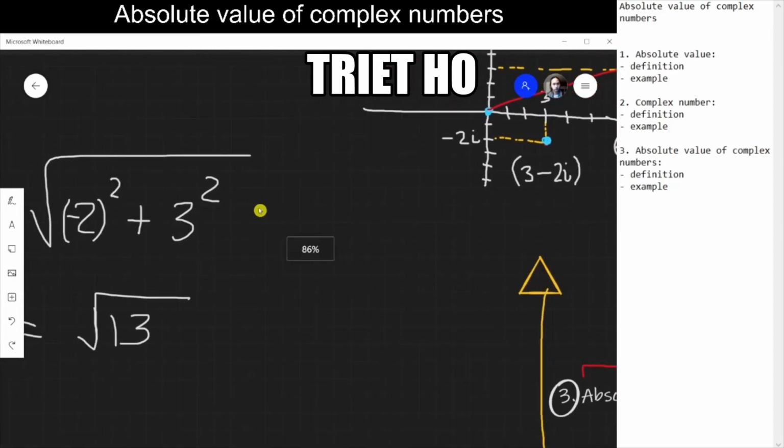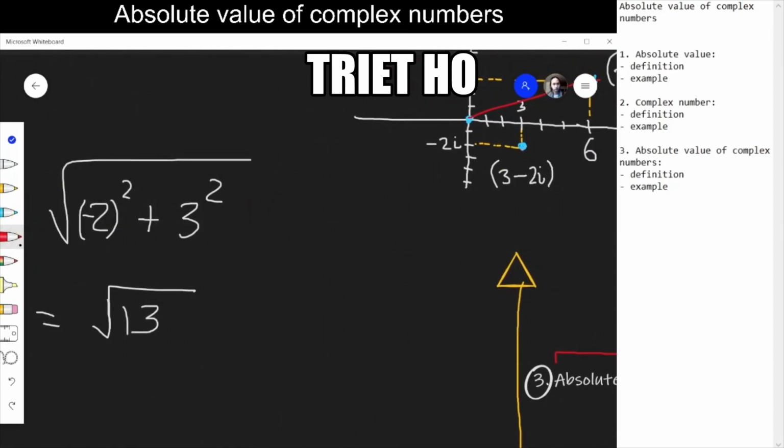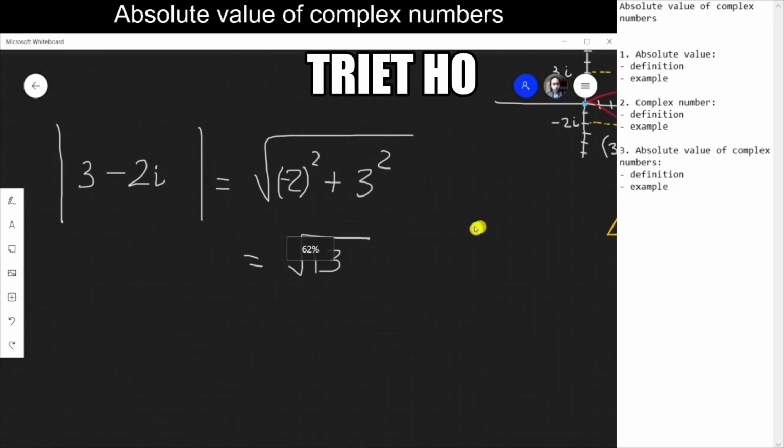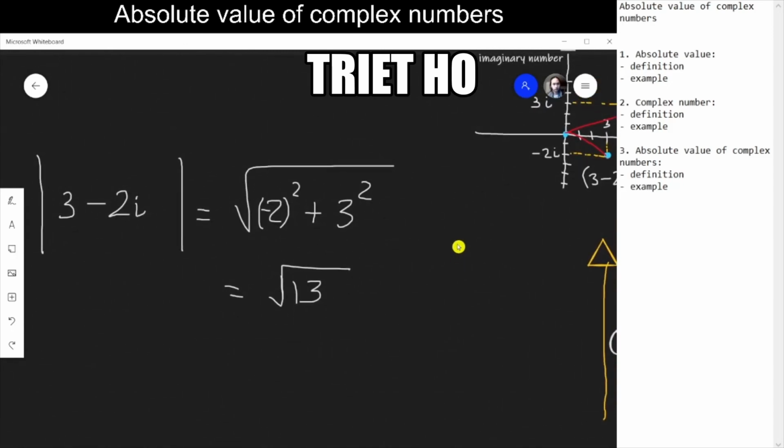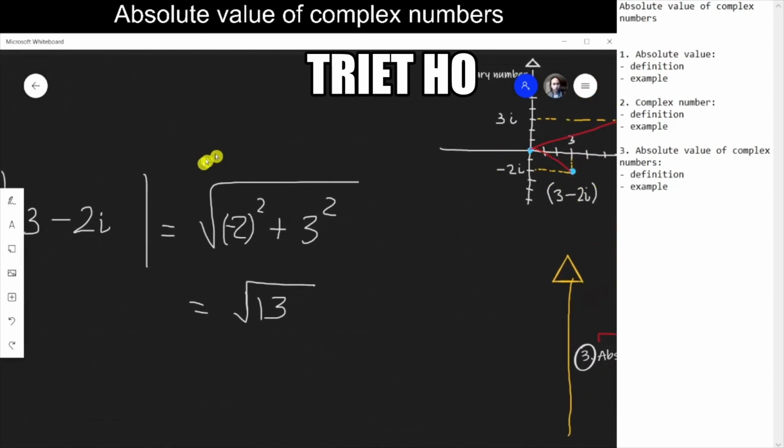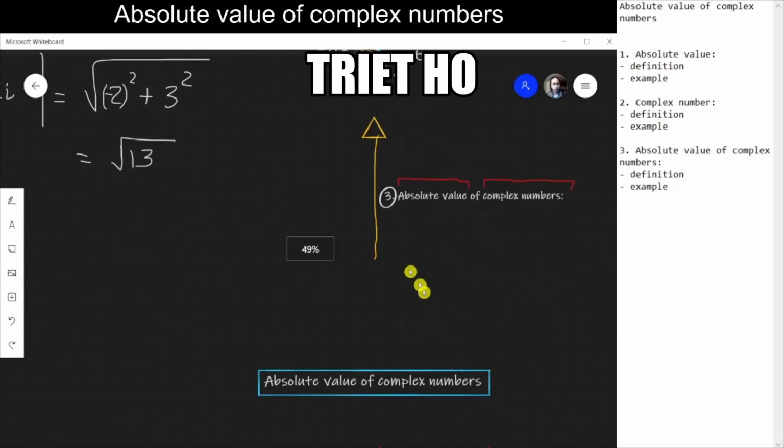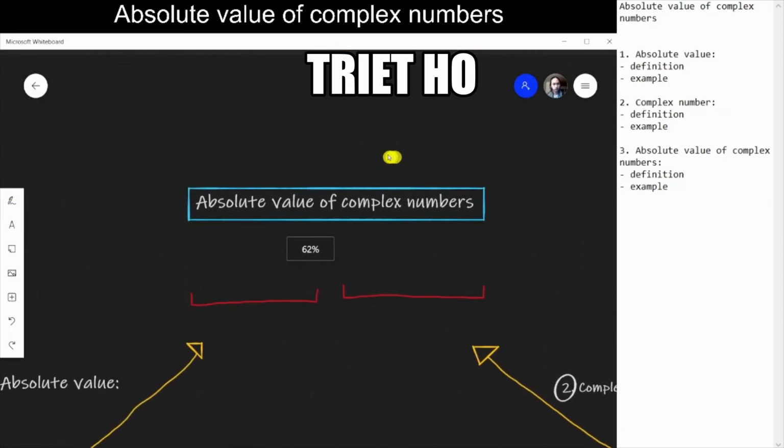Similarly, if you do this with the point over here, the distance from 0 to 3 minus 2i, the absolute value of 3 minus 2i is going to be equal to the distance, and that's going to be equal to the square root of 3 squared plus negative 2 squared, which is equal to the square root of 13. That is how we calculate the absolute value of complex numbers.